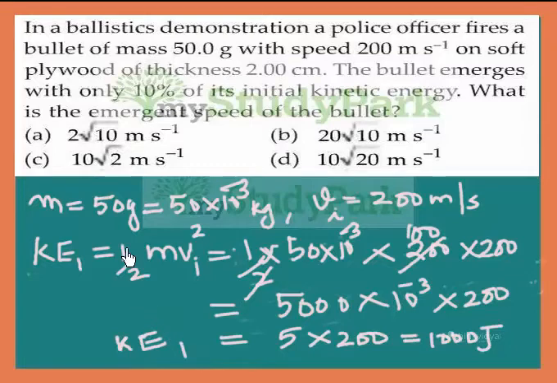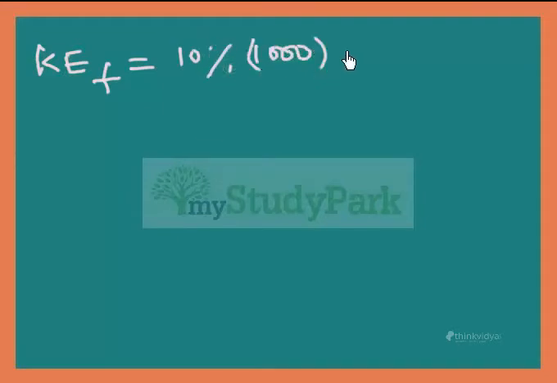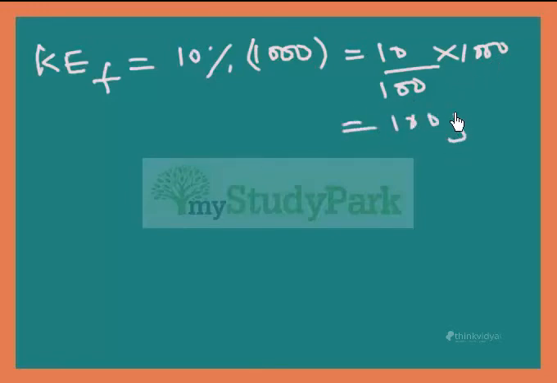So we need to find the final speed of this bullet, and there is a condition that is given that the final kinetic energy is 10% of the initial kinetic energy. So let us apply that. 1000 is the initial kinetic energy. So the final kinetic energy, KE final, would be equal to 10% of 1000. What is 10% of 1000? 10 divided by 100 into 1000, and that leaves a value of 100 joules.